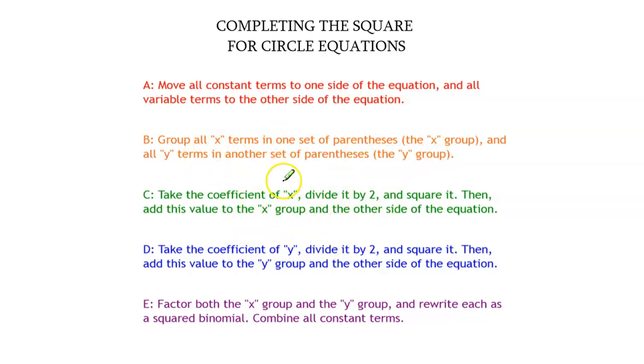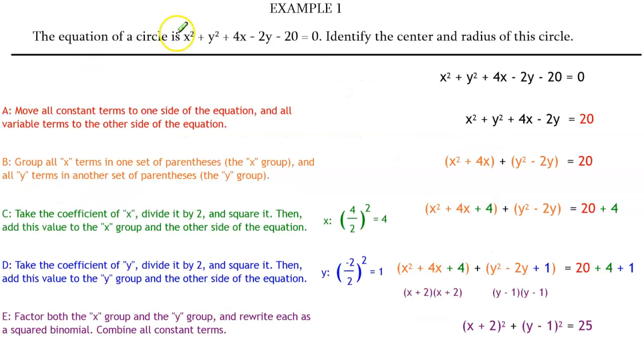Then we're supposed to take the coefficient of x, that's the number that's multiplied by x, divide it by 2 and square it. Why do we do that? There's a long-winded explanation, but suffice it to say, that's what you're supposed to do. Divide it by 2 and square it. Then add this value to the x group and the other side of the equation. Lather, rinse, repeat. Do the same thing for the coefficient of y. And then, last but not least, factor both of these by using the AM method and rewrite each of them as a squared binomial and combine all constant terms. Easy for me to read this off the screen to you, but maybe not as easy to understand what I'm talking about. Let's take a look at some examples here.